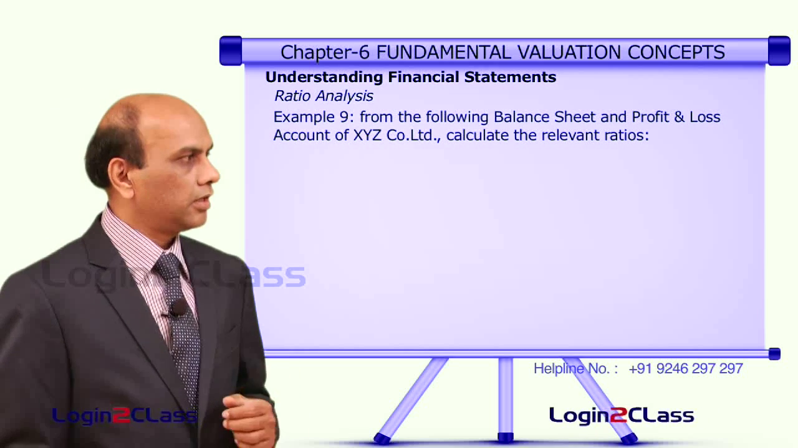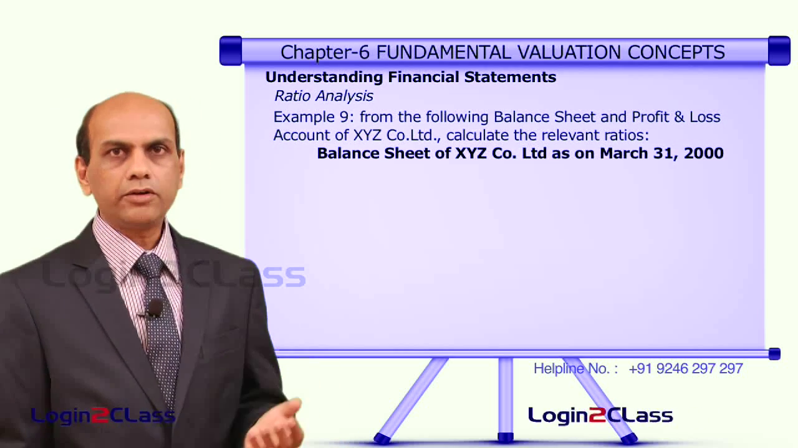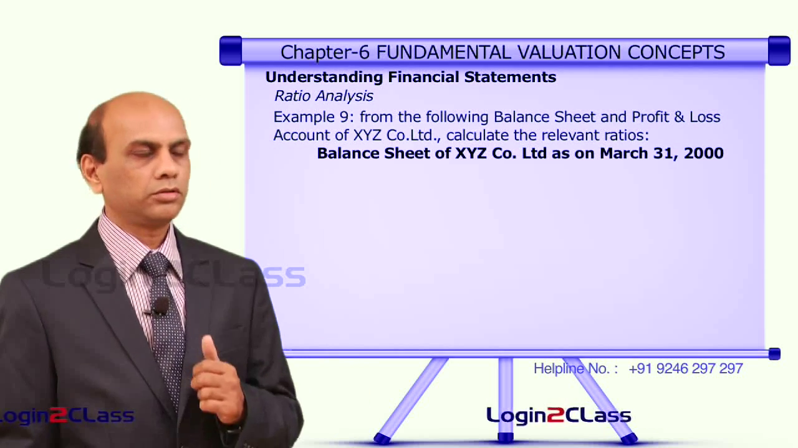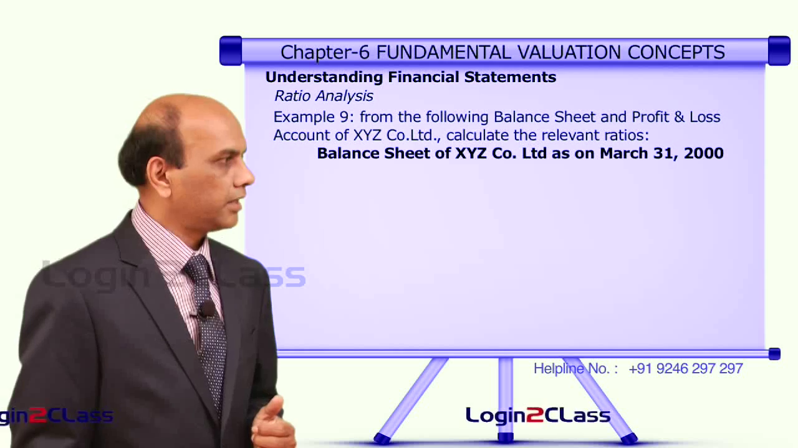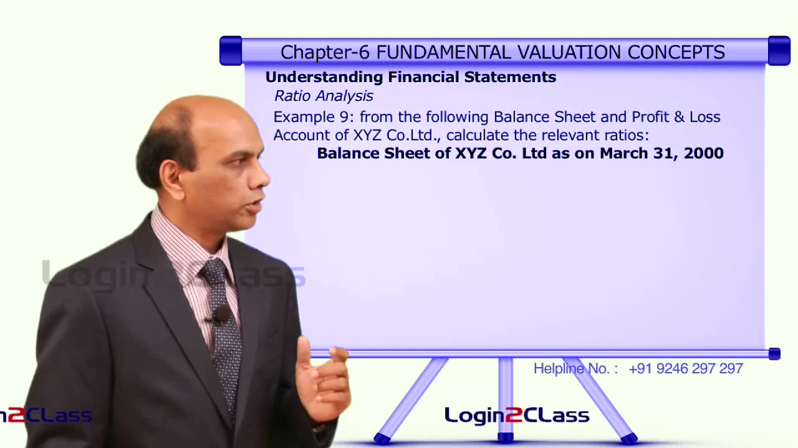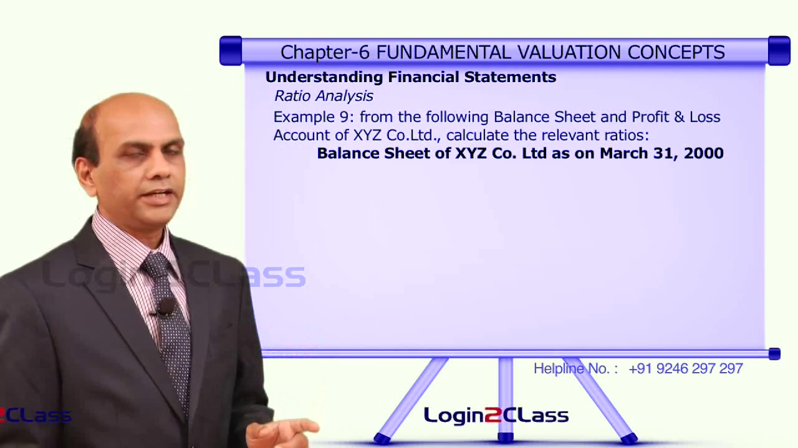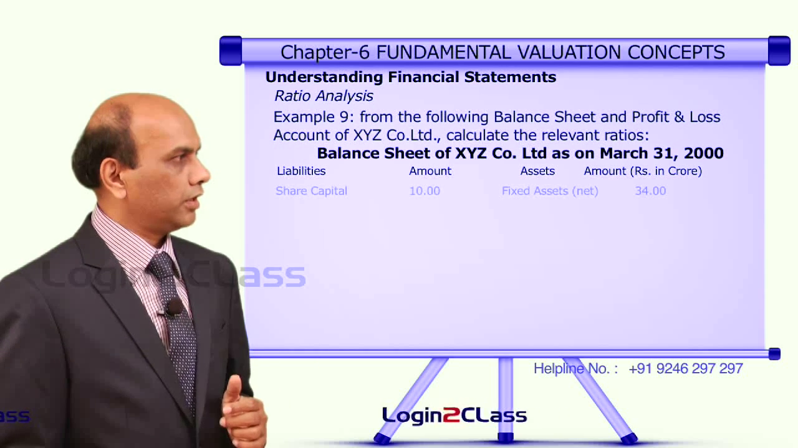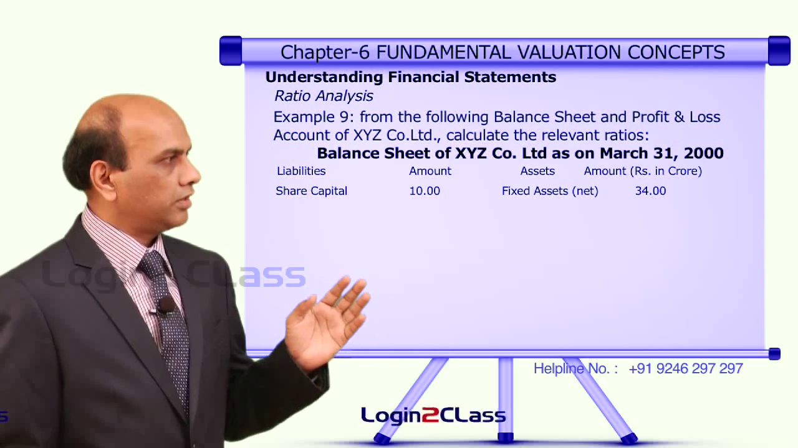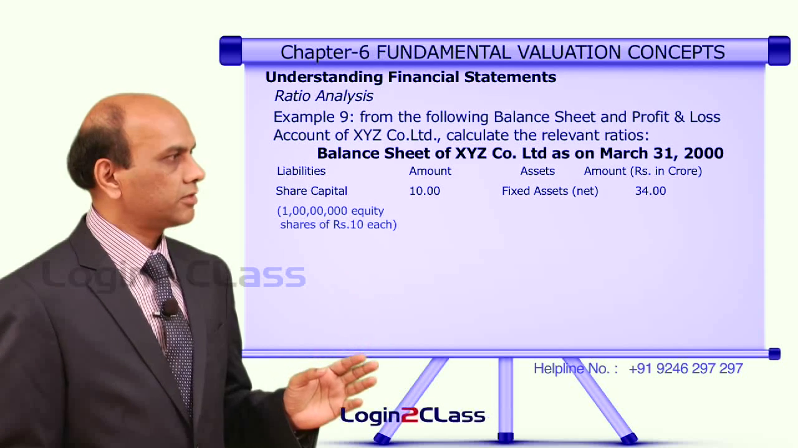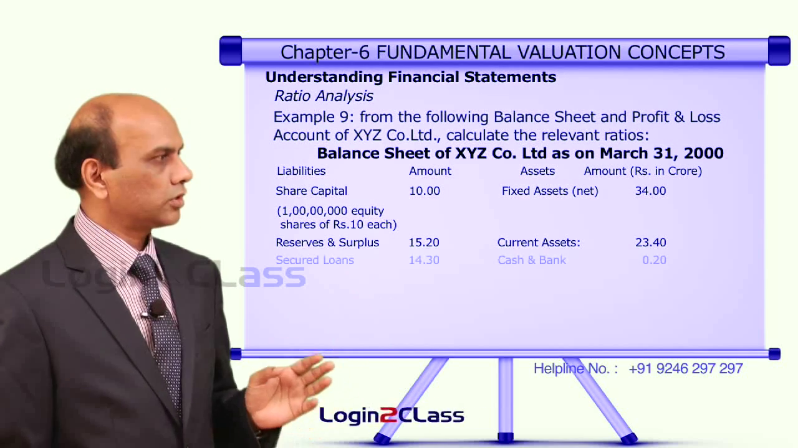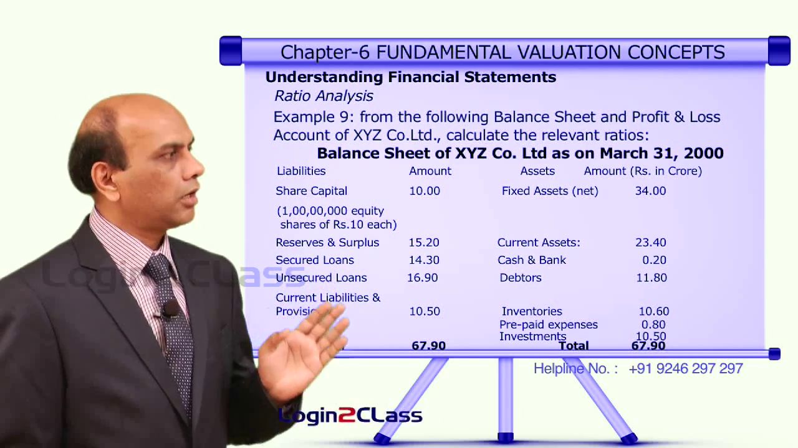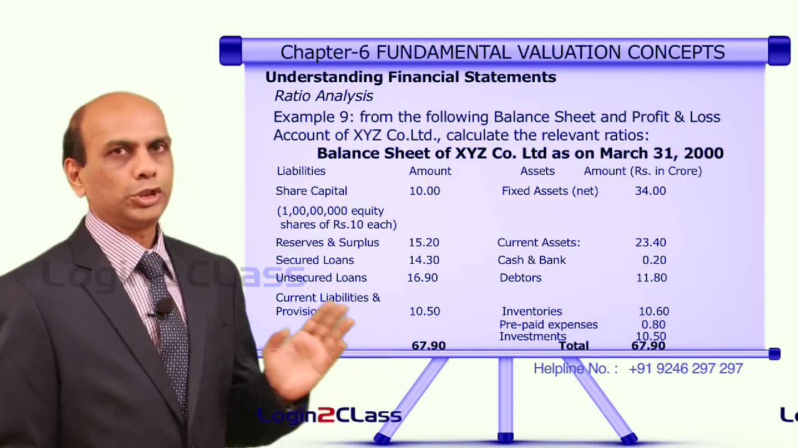XYZ company, and let us try to calculate the relevant ratios from this balance sheet as on March 31, 2000 of XYZ company and the profit and loss statement of this particular XYZ company for the year ending 31st March 2000. Now, you can see what is the share capital, what are the reserves and surpluses, what are the secured loans, what are the unsecured loans, what are the current liabilities and provisions under the liabilities column of the balance sheet.